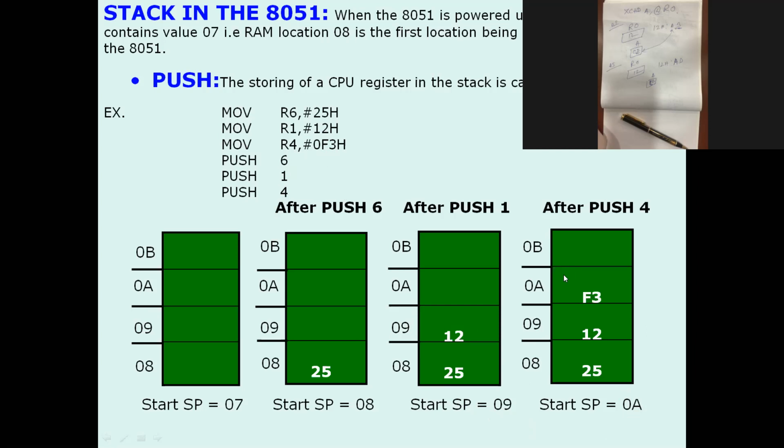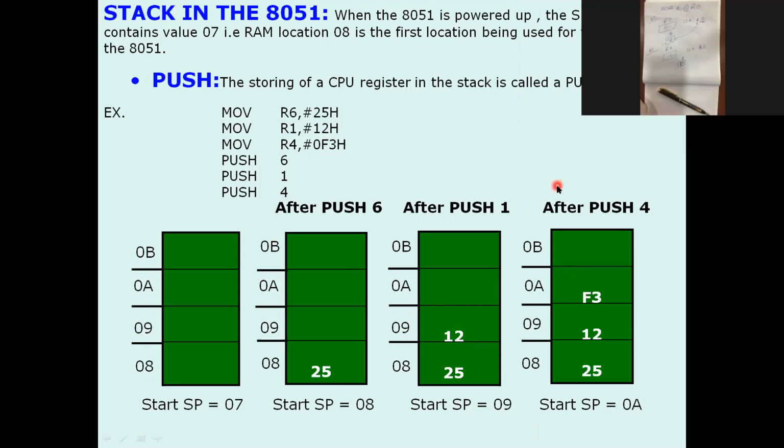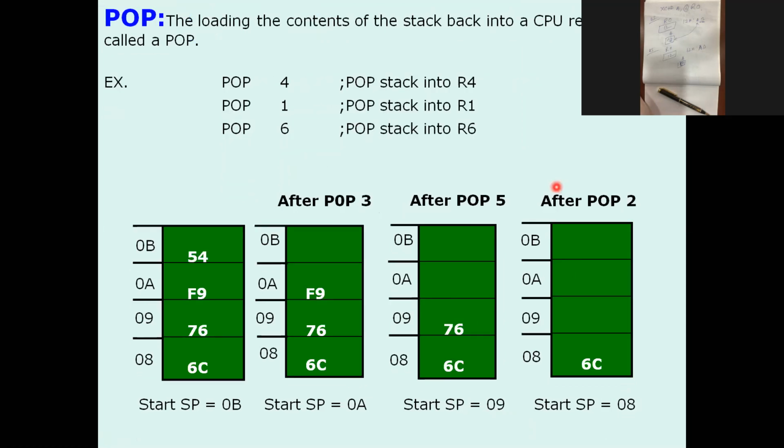Okay, is it clear to everyone? Next will be pop. For pop, there is a mistake. It should not be pop 5. It should be pop 4, it should be pop 1, and it should be pop 6. So pop 4, 1, and 6.